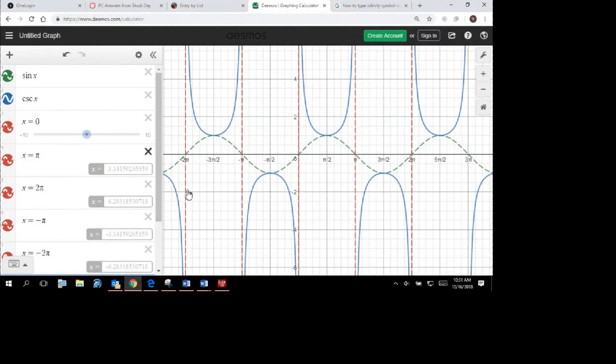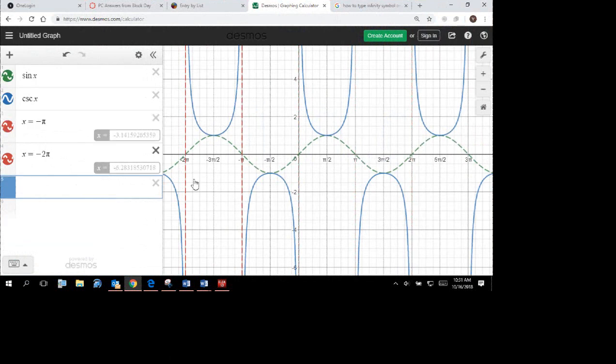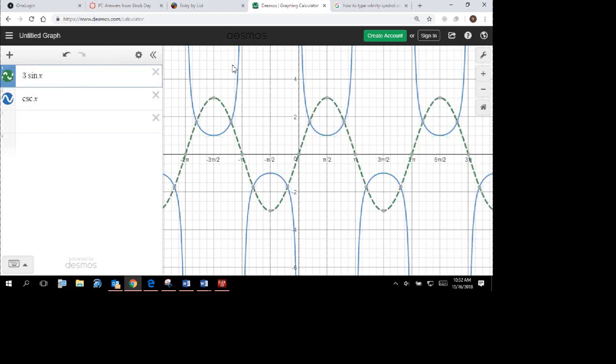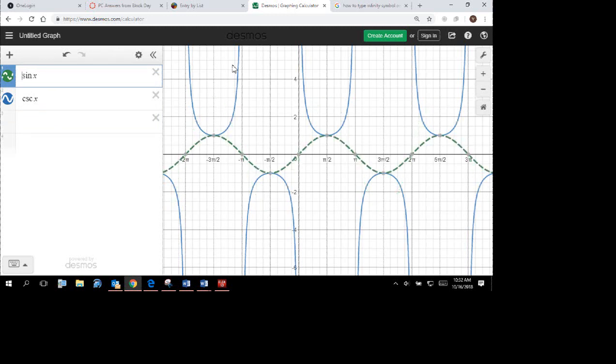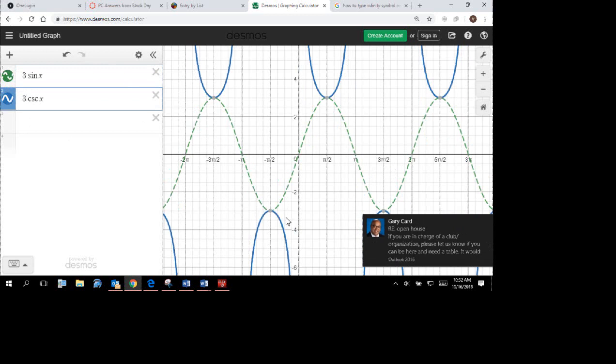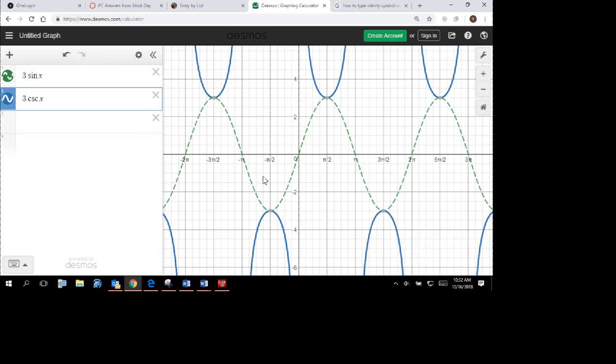I'm going to get rid of all this stuff that was there. So this is a cosecant graph, and sine x would be its reciprocal. If I had done 3 sine x, you see how 3 sine x is a stretch from where it was originally? You see that? So if I do 3 cosecant x, now it is as well stretched and connected to those points again.